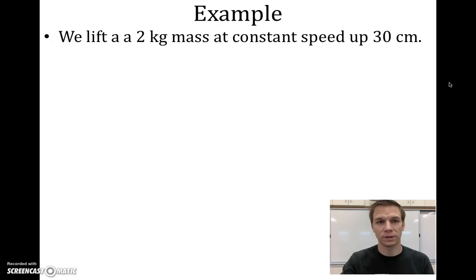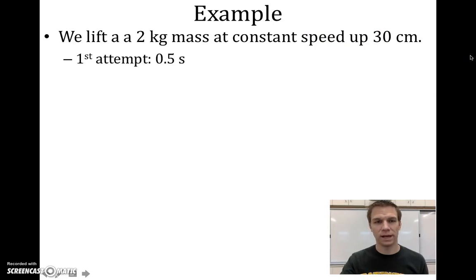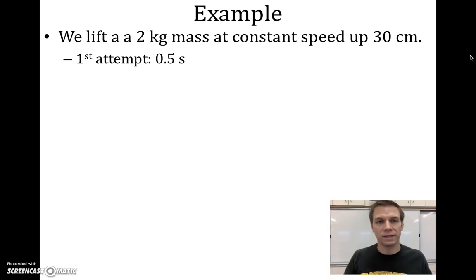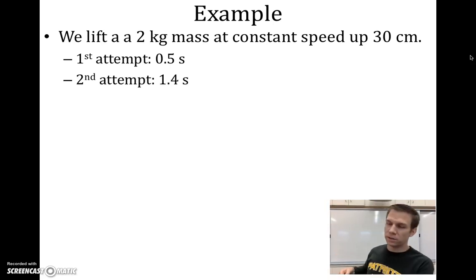Let's do a quick example here. We lift a 2-kilogram mass at a constant speed up 30 centimeters. Constant speed is going to be a key here in a second, so don't lose that. So first attempt, I can do this real quick, at constant speed. Let's say it took me half a second to do that. And now I'm tired, so it's going to take me longer, 1.4 seconds.